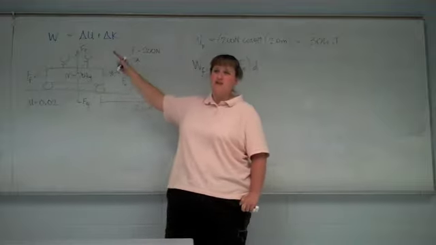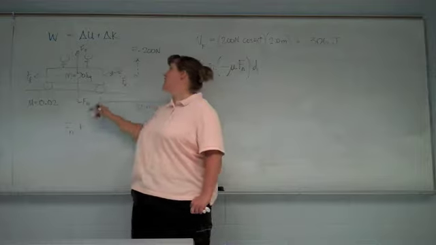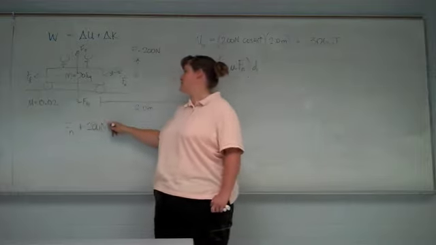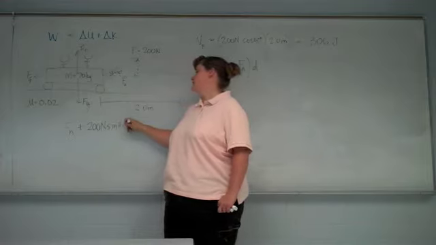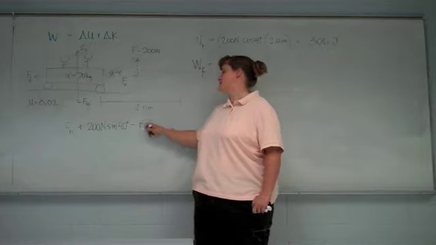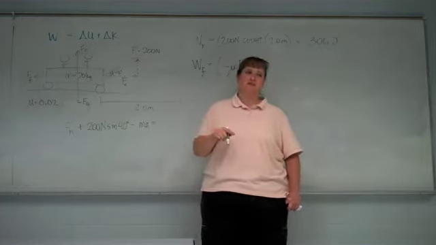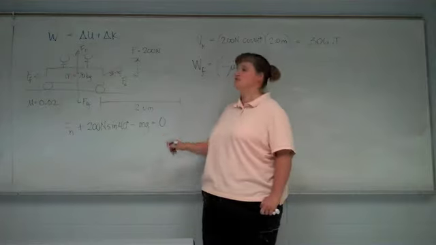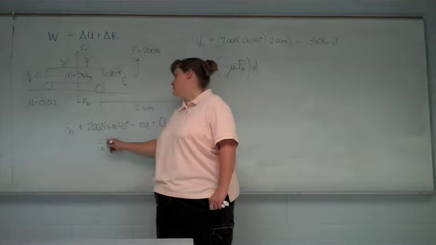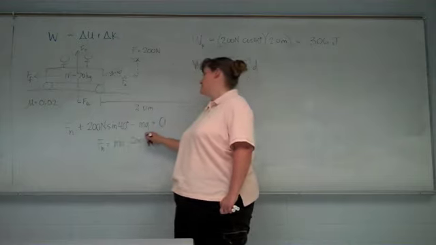Sum up the forces in the y direction. You have the normal force upwards. You also have this component upwards, so 200 newtons sine of 40. You have mg downwards, so minus mg. Because our wagon is not accelerating perpendicularly to the ground, that all has to equal 0. So our normal force is equal to mg minus the 200 newtons sine of 40.